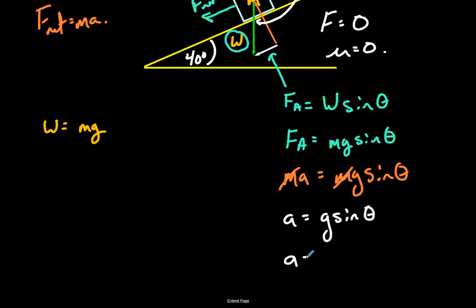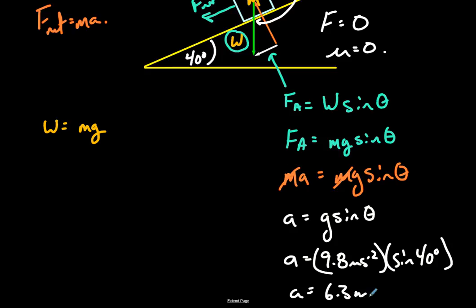So in our scenario, the acceleration of this is g, so 9.8 meters per second squared, times the sine of 40 degrees. Okay, and that'll tell you the acceleration of any object, regardless of mass, to be placed on a 40-degree inclined plane. So we get 6.3 meters per second squared. Okay, there we go. Scenario 1.